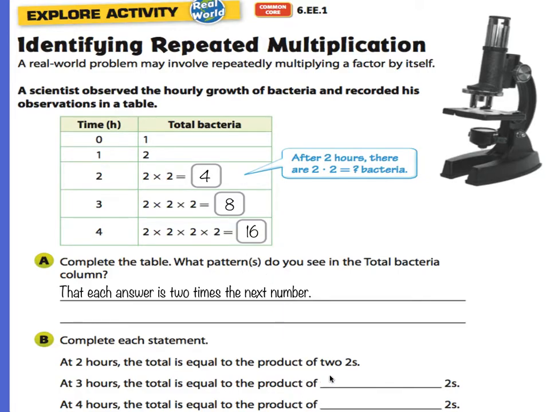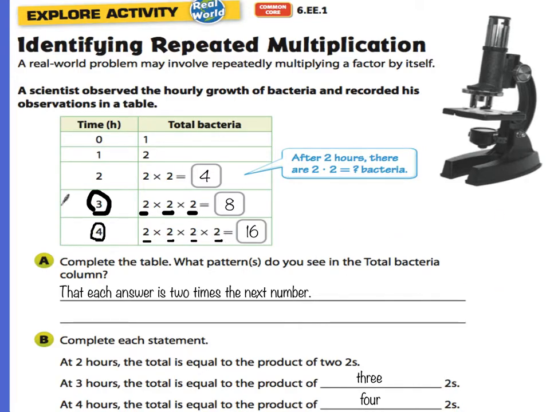Then we can notice that there's a pattern when it comes to the number of hours. At 2 hours, the total equals the product of 2 twos. So at 2 hours, 2 times 2 is 4, and that was the answer. At 3 hours, the answer was 8. If you look at the product, there's 1, 2, 3 twos. So there are 3 hours and there are 3 twos. And you'll notice that is also the case for 4. When there were 4 hours, there were 1, 2, 3, 4 twos.